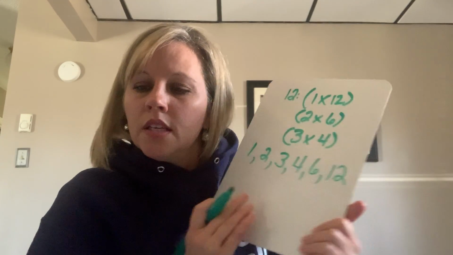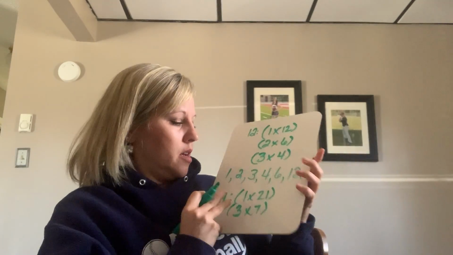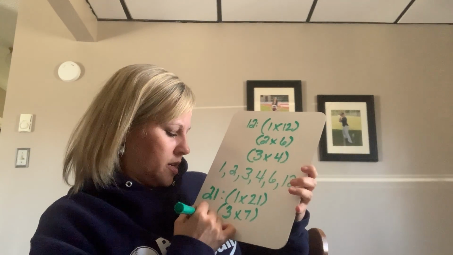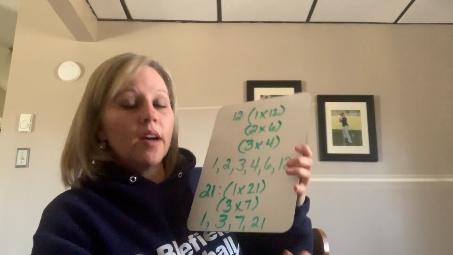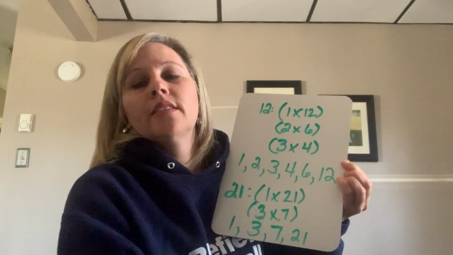Okay? Let's list our factor pairs of 21. How do I get to 21? Well, obviously, 1 times 21. It's not even, so 2 can't go into it. 3 times 7. And I believe those are the only 2 ways that I can get to 21. So my factors of 21 are 1, 3, 7, and 21. So because it has more than 2 factors, it is not prime. Okay?